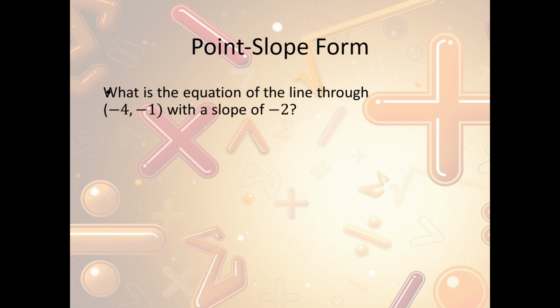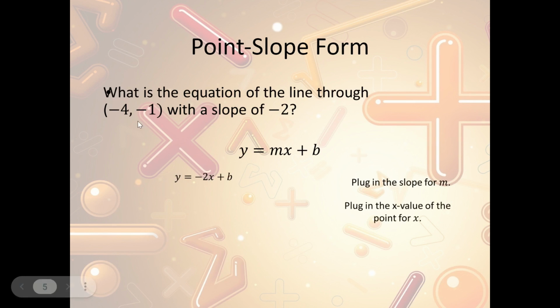Now let's look at another example. We have (-4, -1) as our point, and the slope is -2. So we're going to start with y equals mx plus b, and then we're going to plug in what we know. Well, we know the slope is -2, so that goes in for m. So this becomes y equals -2x plus b. Then we're going to plug in our x value. Well, our x value is -4, so we're going to plug that in for x. So this becomes y equals -2 times -4 plus b.